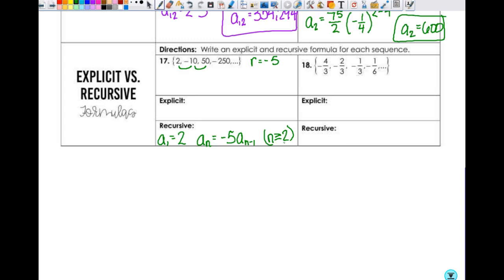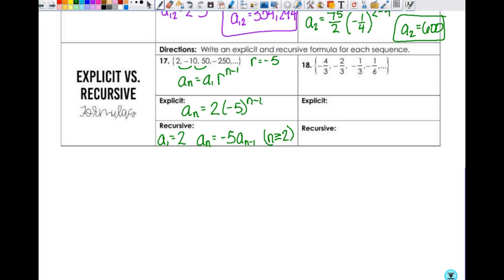I will give partial credit. All right. Explicit is where we do the other one. It's A sub n equals A sub 1 times r to the n minus 1. So our explicit formula would be A sub n equals 2 times negative 5 to the n minus 1 power.